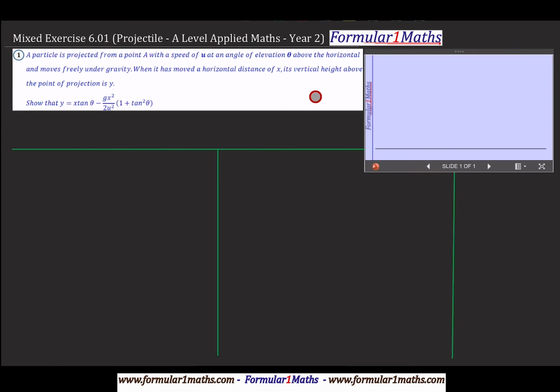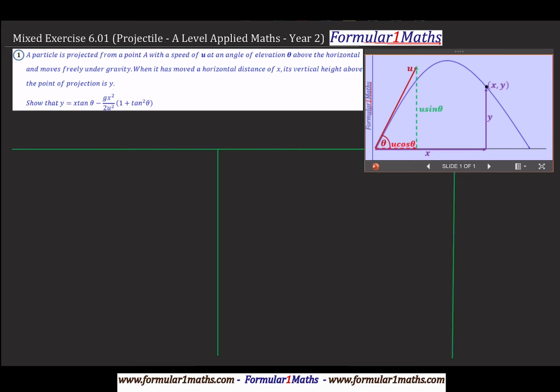So this is a horizontal and the particle is projected with speed u at an angle theta. So the path will be something like this. We need to resolve u into its vertical component and horizontal component as follows. So the horizontal component is u cos theta and the vertical component is u sin theta. So at this point, the particle would have moved x horizontally and y vertically as stated in the question. So we can represent this point here as x, y on the path.